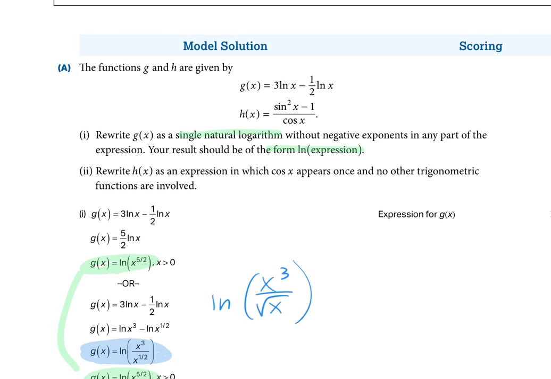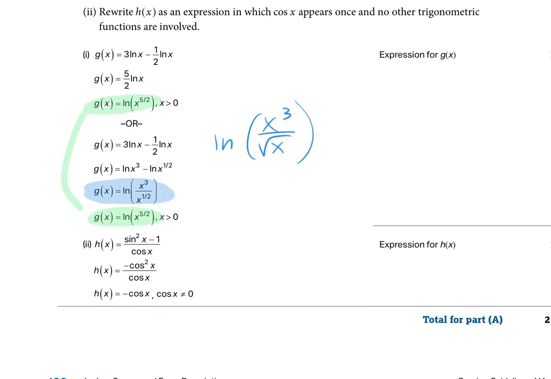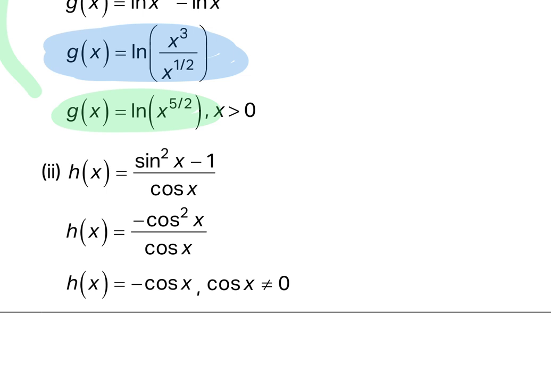Part II said rewrite it in which cosine appears once and no other trig functions are involved. Sine squared x minus 1 is negative cosine squared x. That's on the bottom. Negative cosine squared x. And then you can reduce it. This one only had one answer, and it was this. If you don't have the restriction, you're not going to lose the point. You have to just have that.